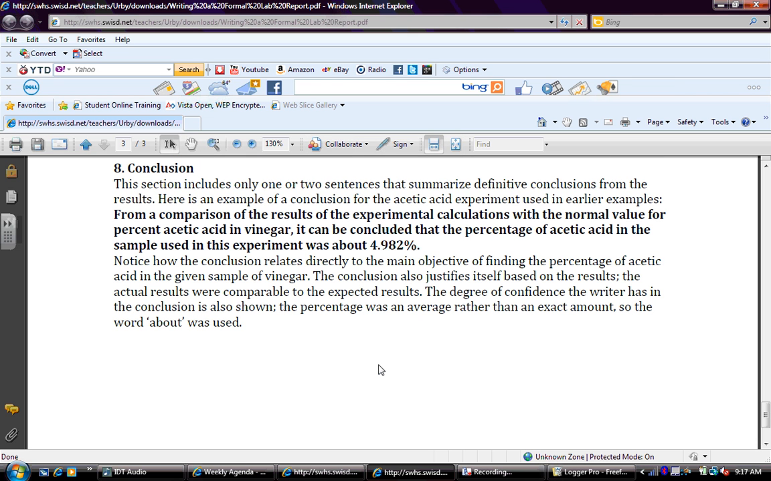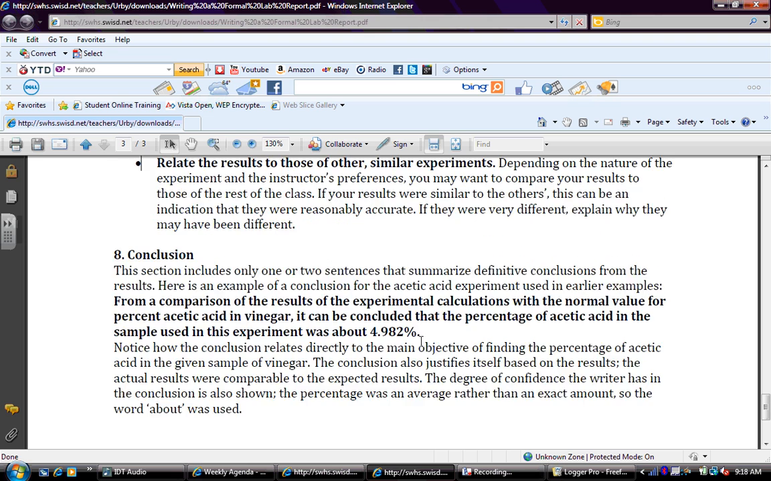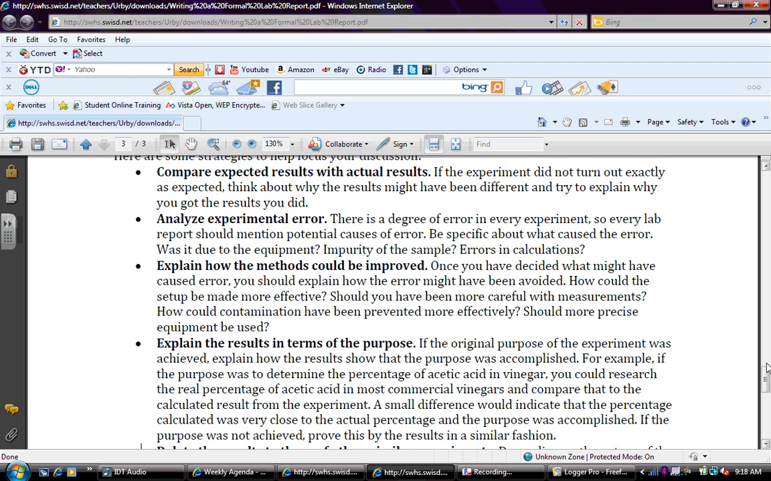The conclusion section is only going to be 1 or 2 sentences that summarize the definitive conclusions for the results. So you're just going to address in the freefall lab whether our calculated experimental acceleration for gravity was the same as the negative 9.8 meters per second squared that we should have theoretically gotten. Okay. That concludes the formal lab report and what I'm going to expect to see in your formal lab report.